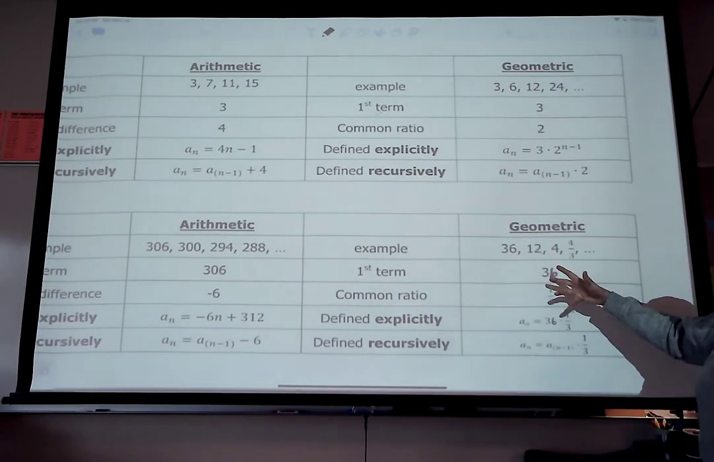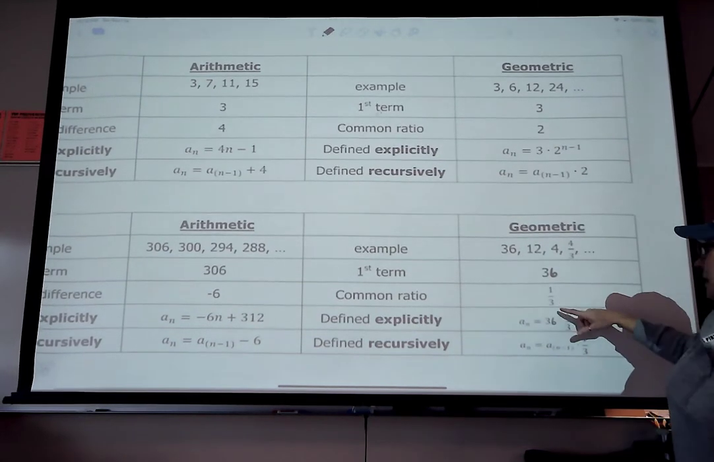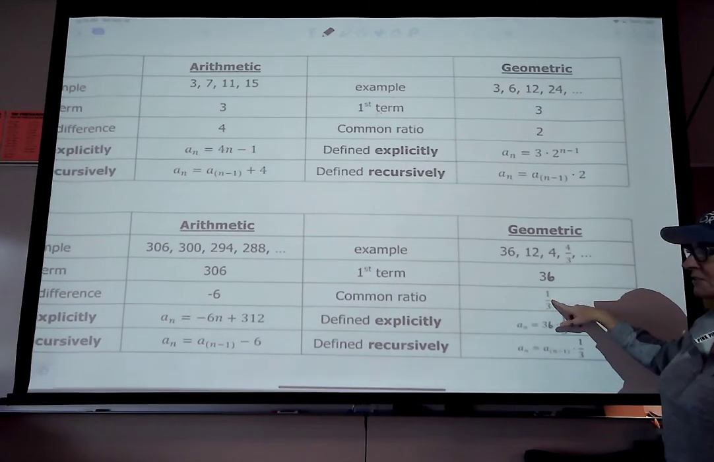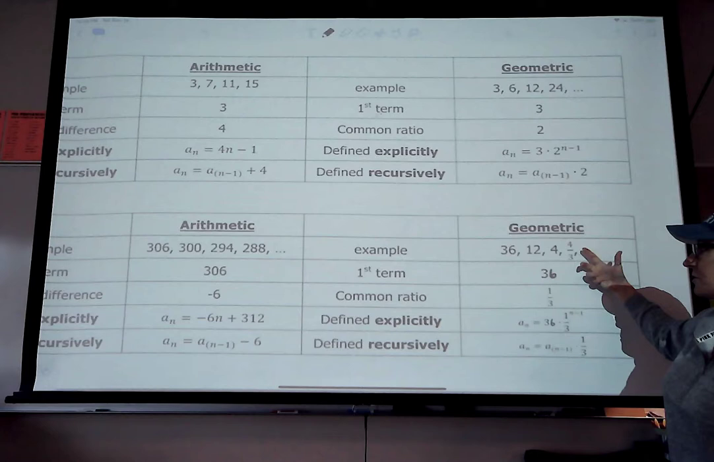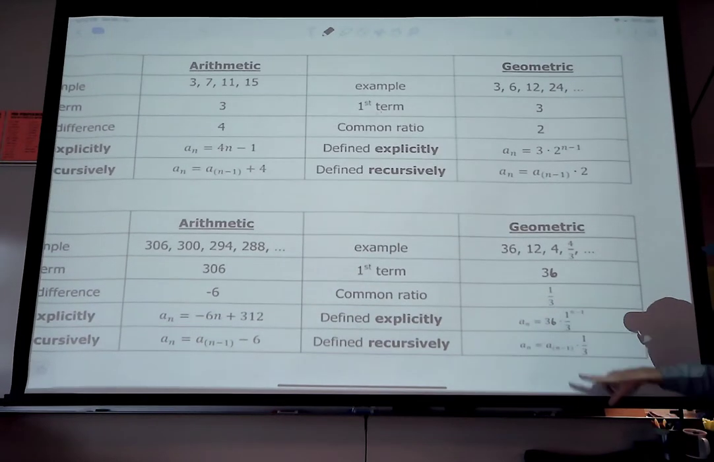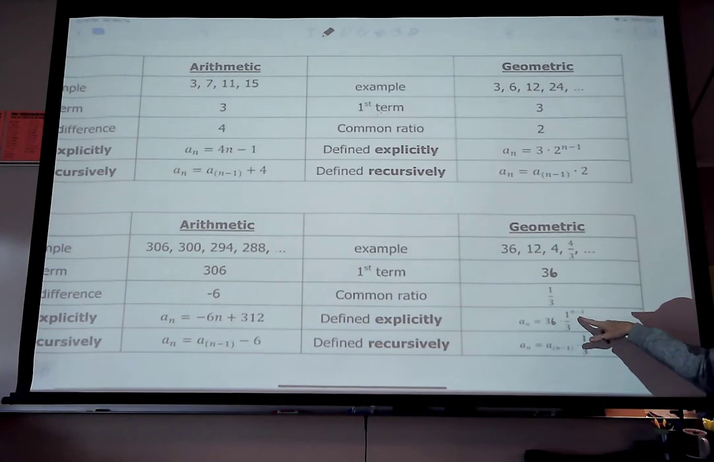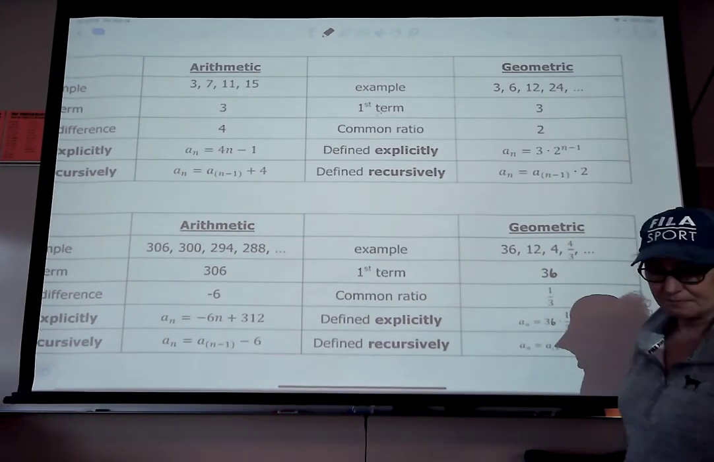Another example of a geometric sequence: maybe you're not multiplying each term by an integer, maybe you're multiplying each term by a fraction. It's very common. So multiply by a third, multiply by a third, multiply by a third, and so on. First term, common ratio. This is what it looks like when it's defined explicitly. This is what it looks like when it's defined recursively.